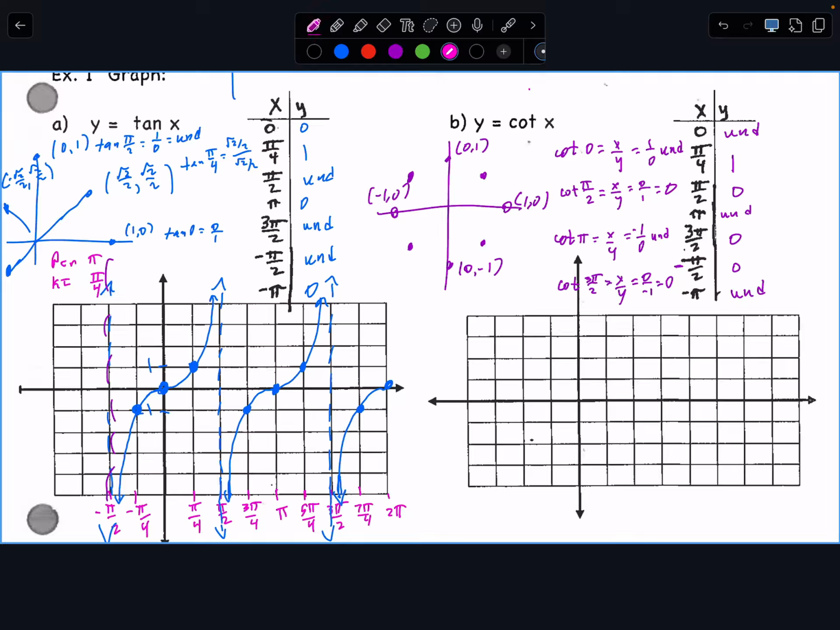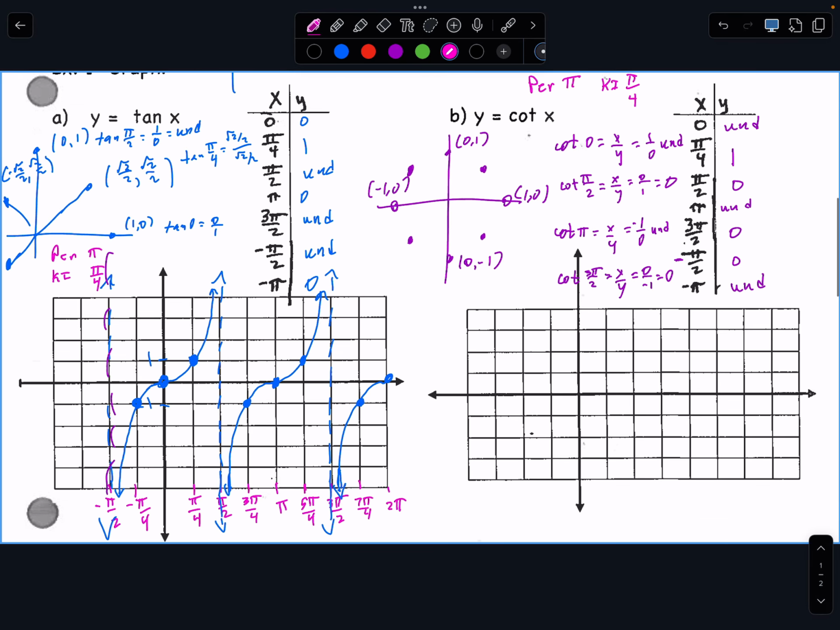And like tangent, the period is pi, and the key increment, you divide it by 4. And that's what we want to grid this out as. So we have pi fourths, pi halves, 3 pi fourths, pi, 5 pi fourths, 3 pi halves, 7 pi fourths, and 2 pi.